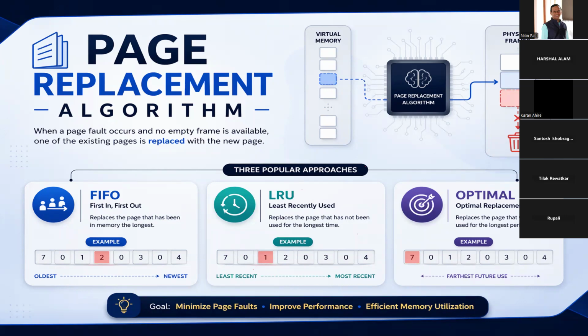There are three major approaches we'll focus on: FIFO, LRU, and optimal. The purpose of studying these algorithms is very important. First, how can we achieve page fault minimization? We want to improve overall system performance and ensure efficient utilization of memory. So in this part, we'll understand how each algorithm works and how they differ from each other.